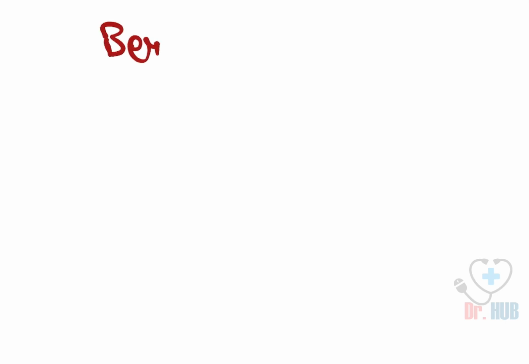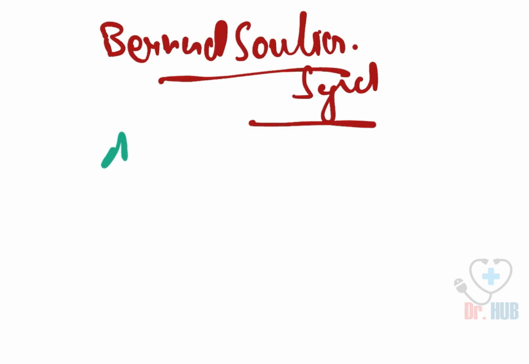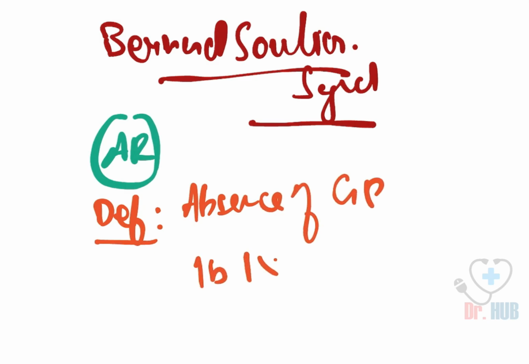So firstly, we are looking at the disease of the Bernard-Soulier syndrome. It is nothing but AR, that is autosomal recessive, and the defect is that there is an absence of the GP1B9 receptor.